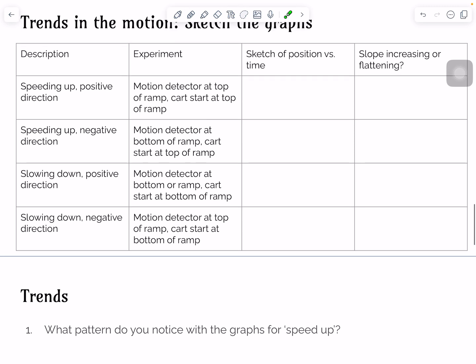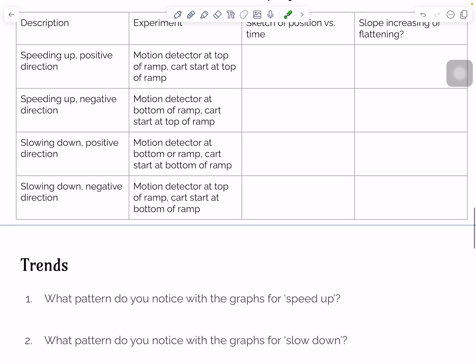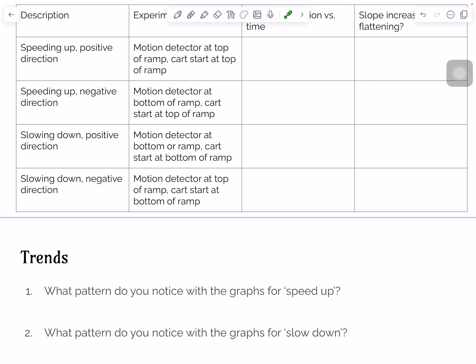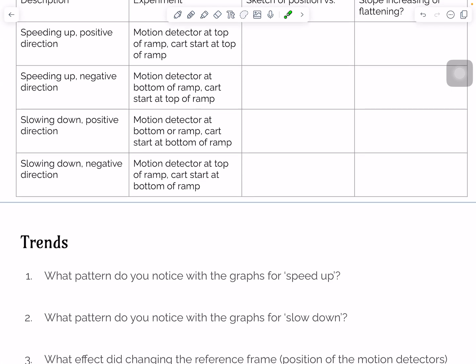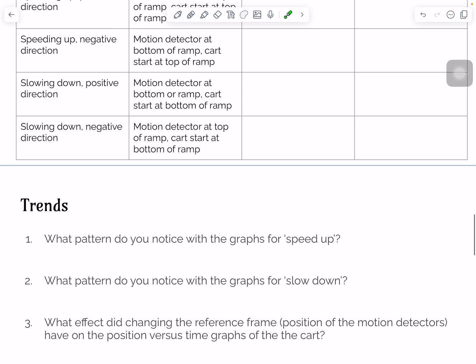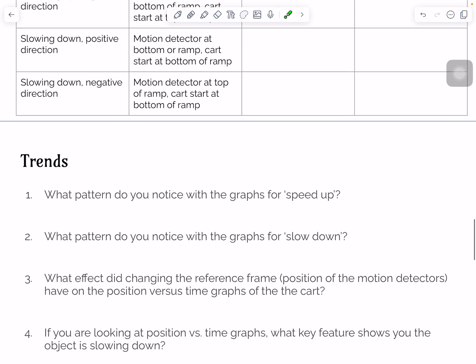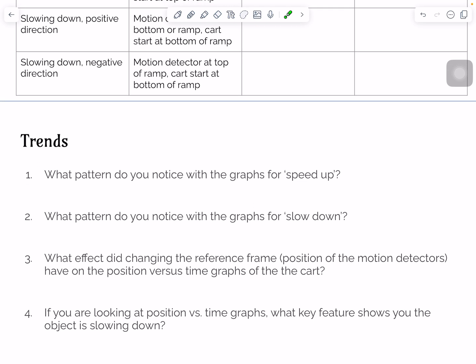Okay, so what patterns do you notice with the graphs for speed up? What patterns do you notice with the graphs for slow down? What effect did changing the reference frame, which was the position of the motion detectors, have on the position versus time graphs of the cart? Oh, sorry for the 2 of those. If you are looking at position versus time graphs, what key feature shows you the object is slowing down?